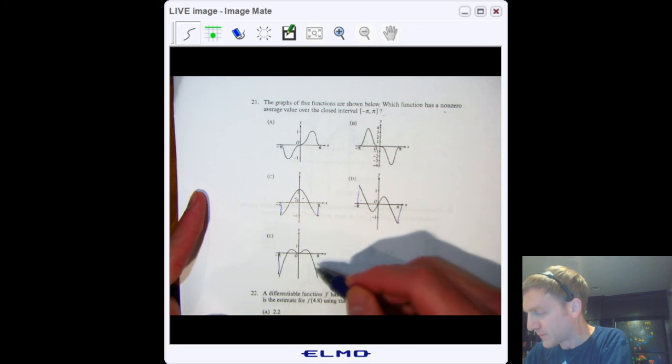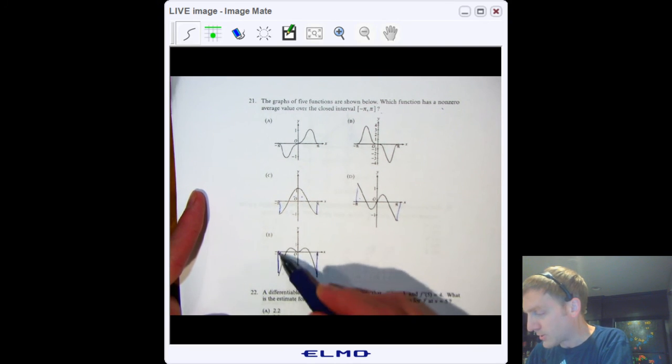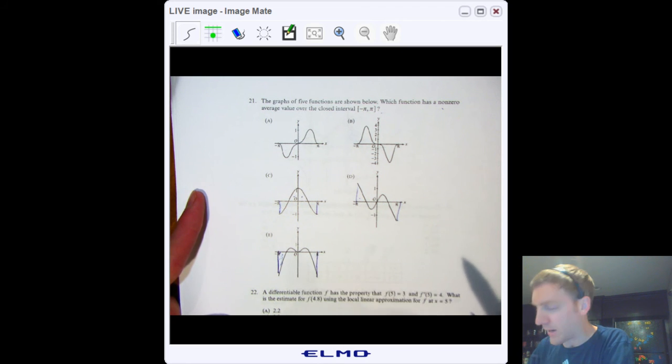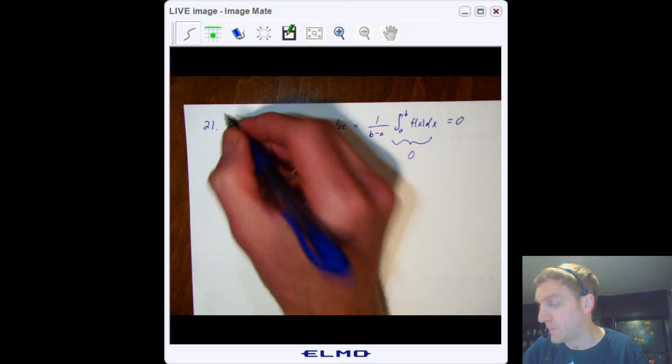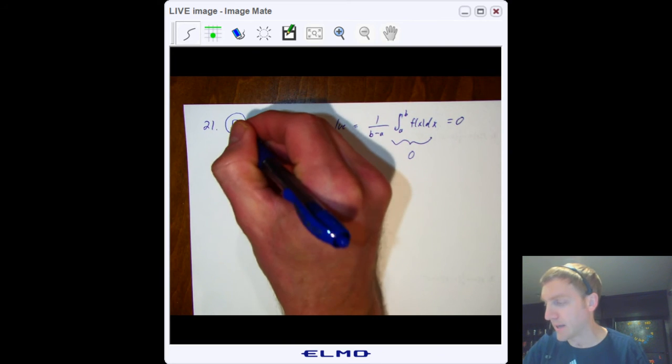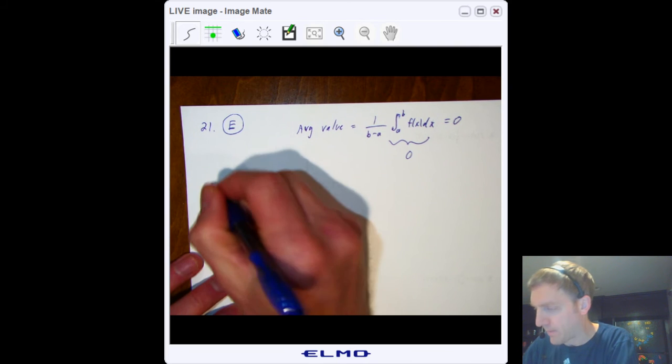But look at E here. If I draw these lines, the area below is larger than the area above the graph. So this integral will be negative, which means the average value will be negative. So E is the answer I'm looking for for 21. E.